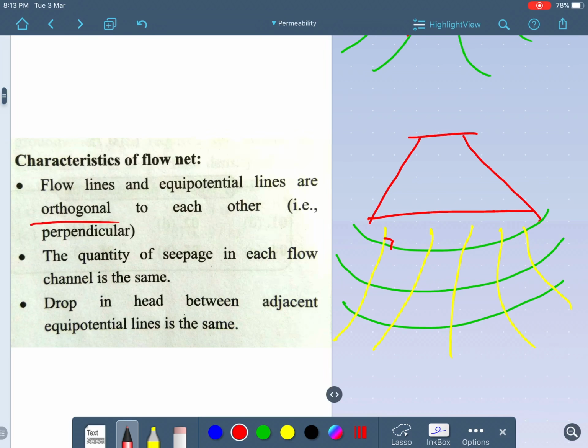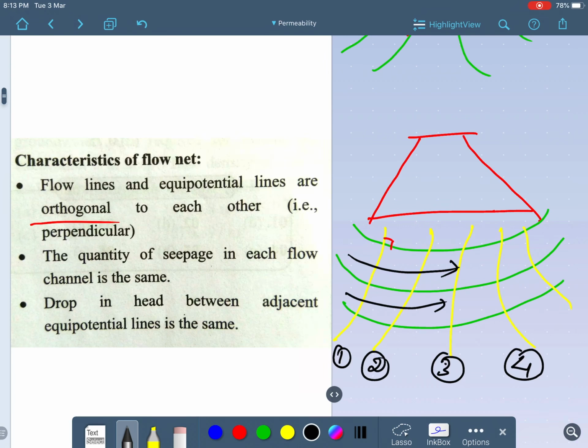You can see, this is one flow channel. The space between two adjacent flow lines is called a flow channel. The quantity of seepage in each flow channel is always the same. The drop in head between adjacent equipotential lines is the same. Suppose this is one equipotential line, first, second, third, fourth. The drop in head between adjacent equipotential lines is always the same.